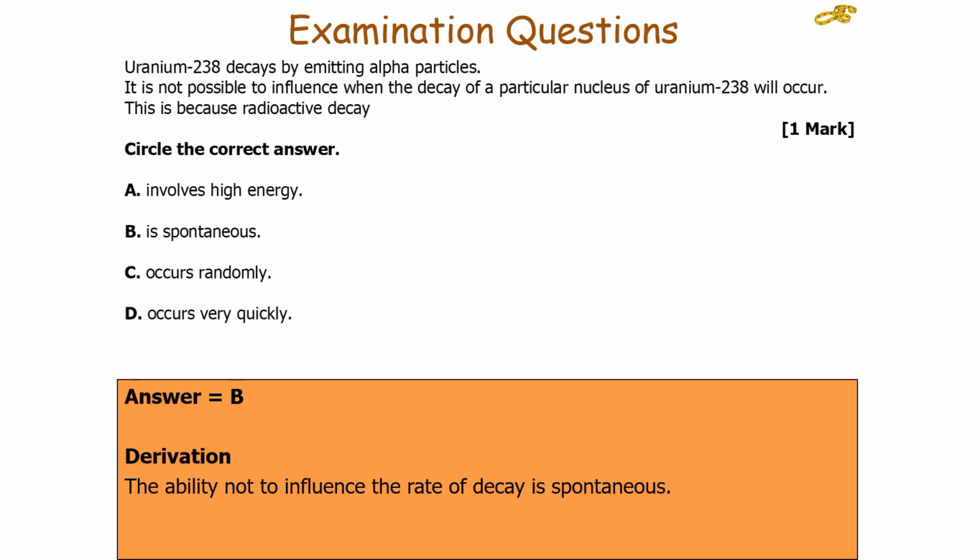Right, our answer is B. That's because the inability to influence the rate of decay is known as spontaneous. So from the other ones, involving high energy is irrelevant, occurring very quickly is irrelevant, and occurring randomly means you can't dictate or detail which of the nuclei is going to decay, only that a certain number is.